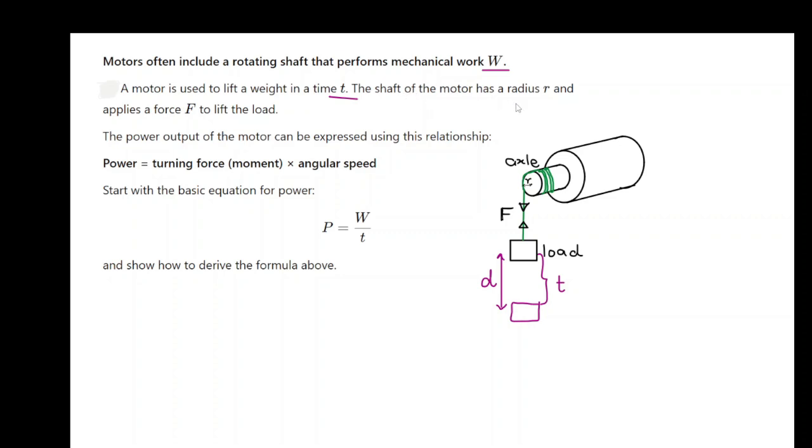The shaft of the motor has a radius r here and applies a force F to lift the load, that is the tension of the string. The power output of the motor can be expressed using the relationship power equals the moment of the force here, which is F times r, multiplied by angular speed omega. So start with the basic equation for power and show how to derive this formula.